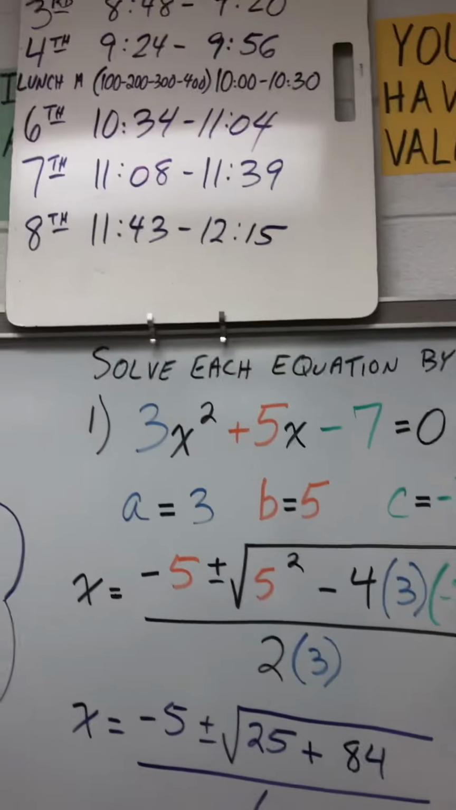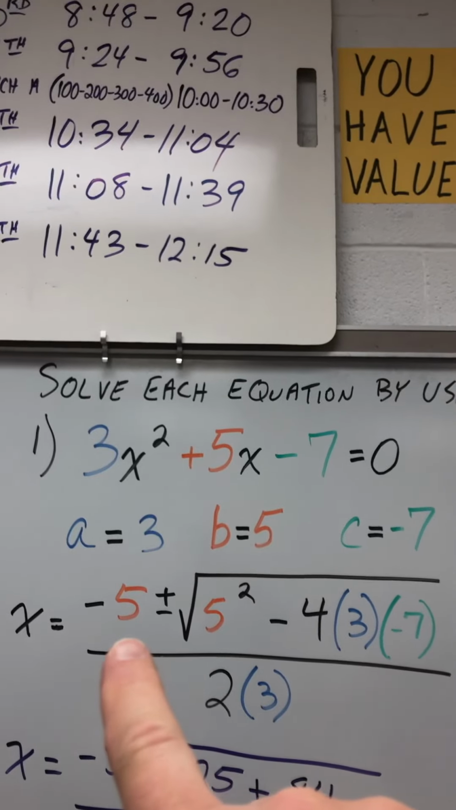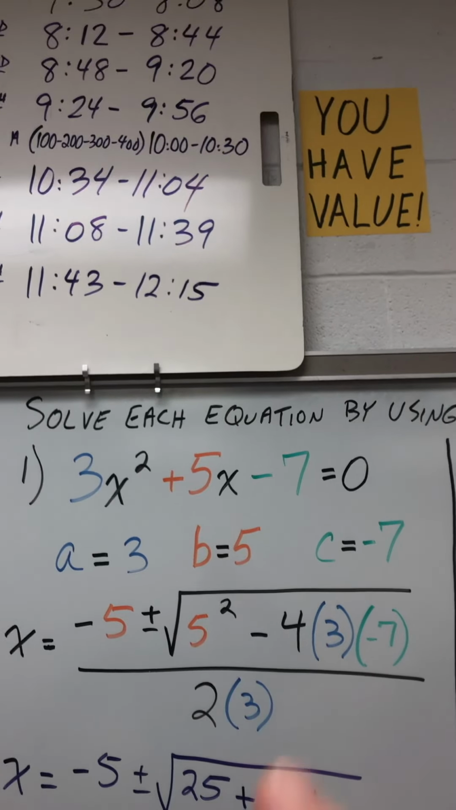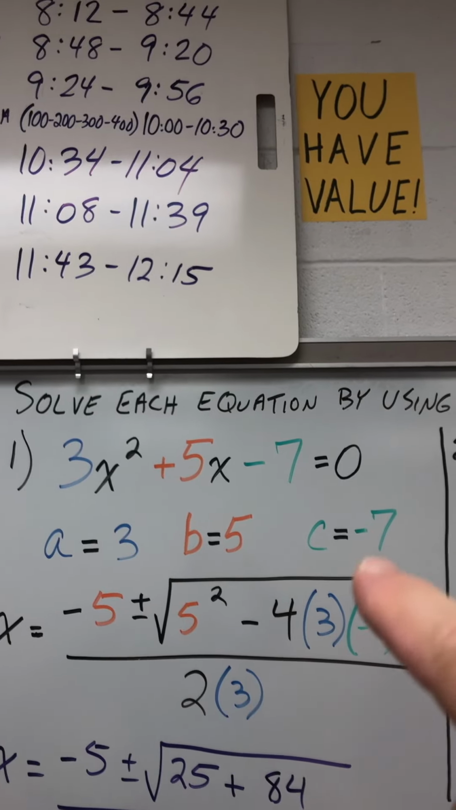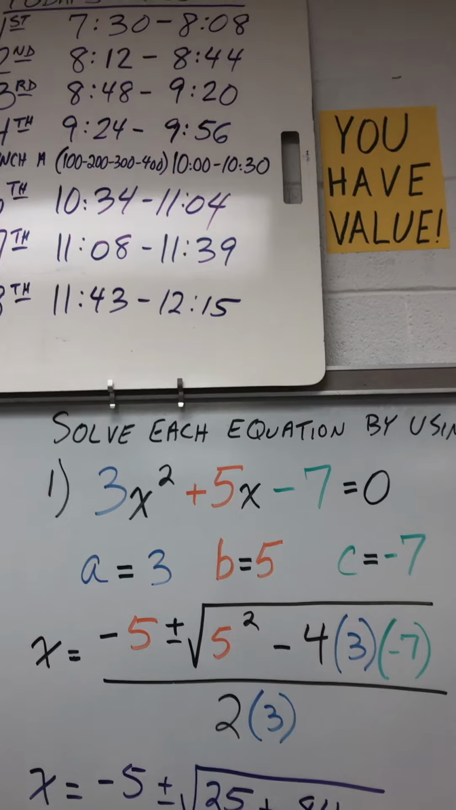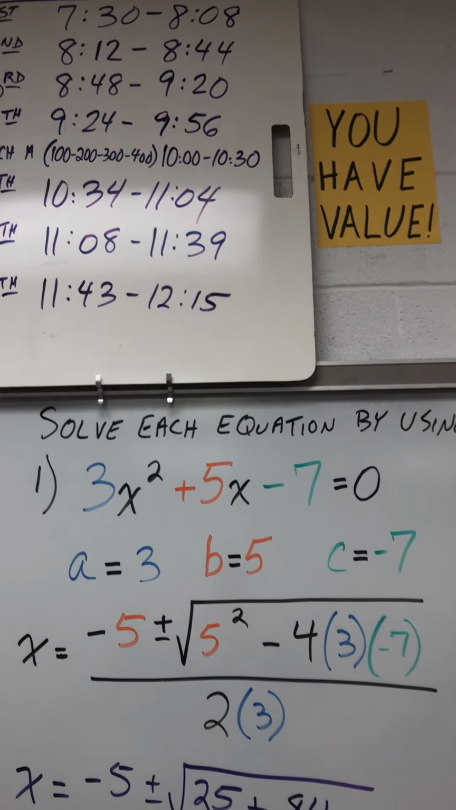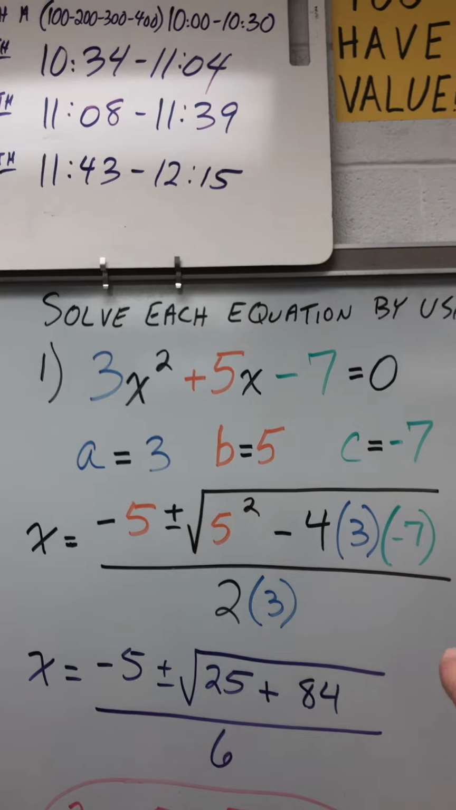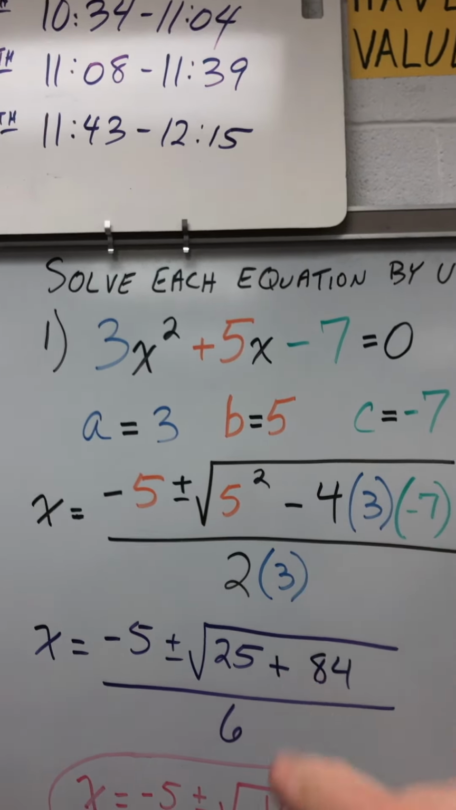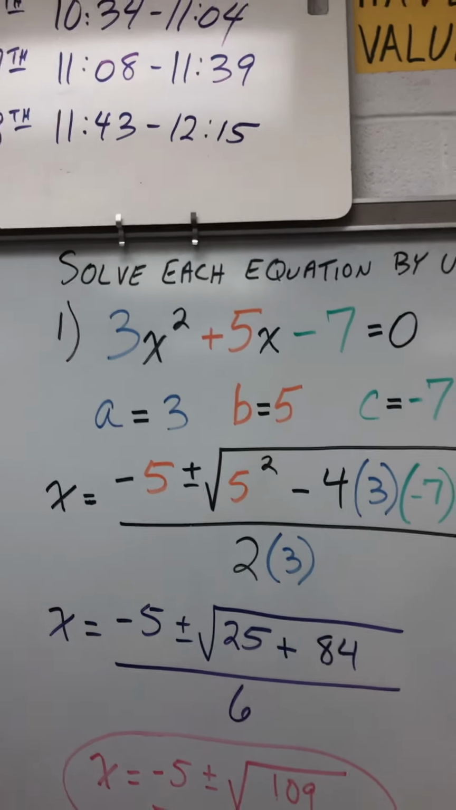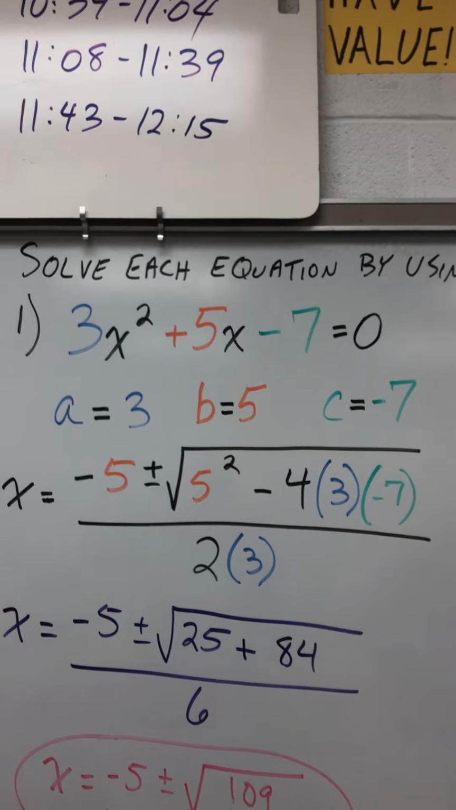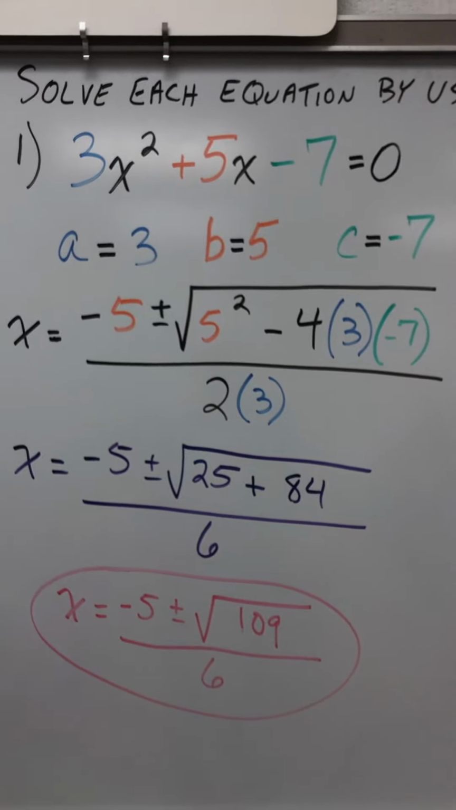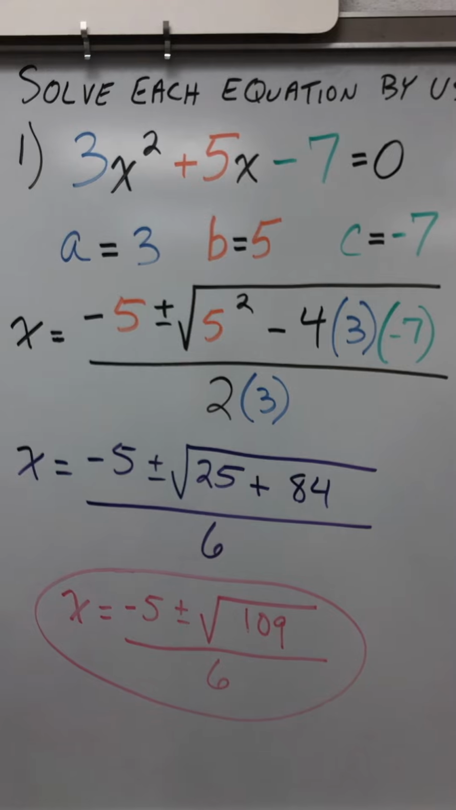So instead of B, you put in 5. So it's negative 5 plus or minus the square root of 5 squared minus 4 times 3 times negative 7 all over 2 times 3. Now you just simplify. 4 times 3 is 12 times 7 is 84. Minus times a minus is a plus, so I'm going to have 25 plus 84. 25 plus 84 is 109, and this is how you will leave your answer. Negative 5 plus or minus the square root of 109 all over 6.